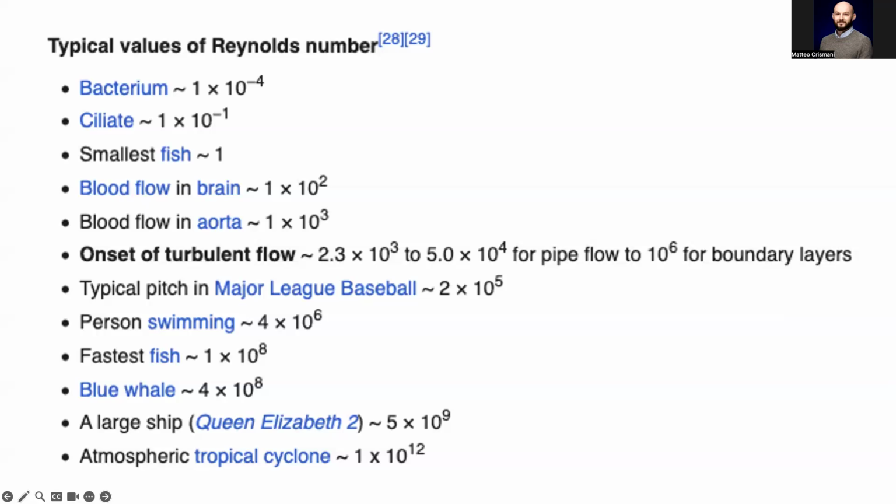Okay? And similarly, ciliates. This is a smaller type of cell as well. Also 10 to the -1. Smallest fish. This is the smallest fish you can think of.